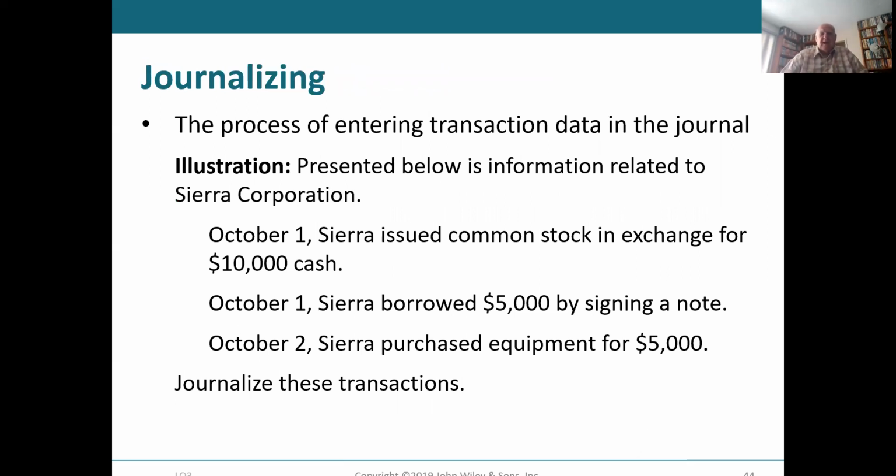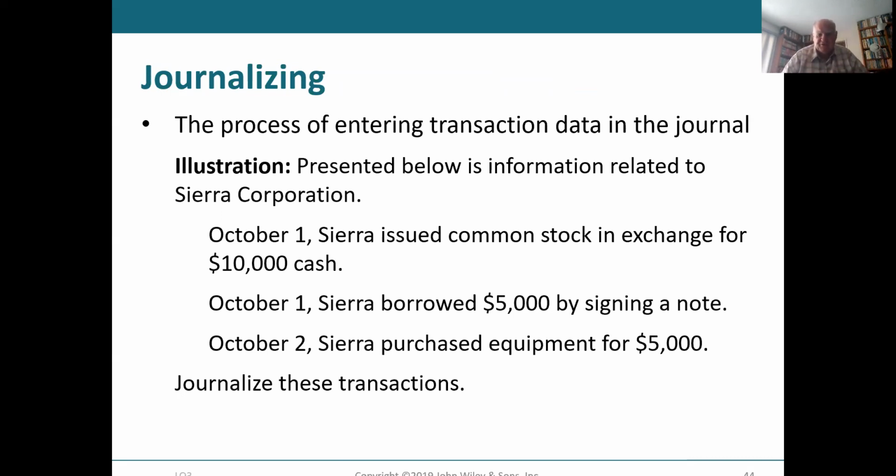Journalizing, the act of entering the transaction data into the journal. Just entering it into the journal doesn't do anything but get the entry ready for posting later. By posting, I mean you hit a button in your computer that says post, then all of that information flows into your general ledger as a permanent record. So let's look at a couple transactions here.